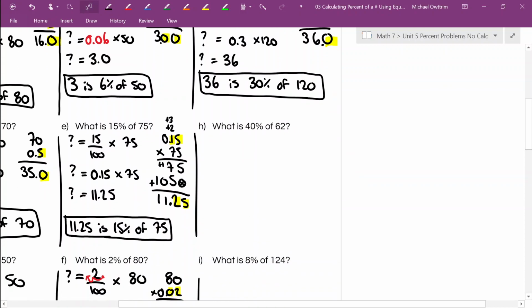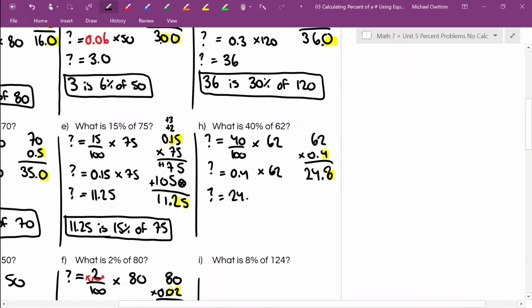What is 40% of 62? Convert to decimal, multiply. 4 times 2, 4 times 6. We've got 1 digit in decimal place. Question mark equals 24.8, and therefore 24.8 is 40% of 62.